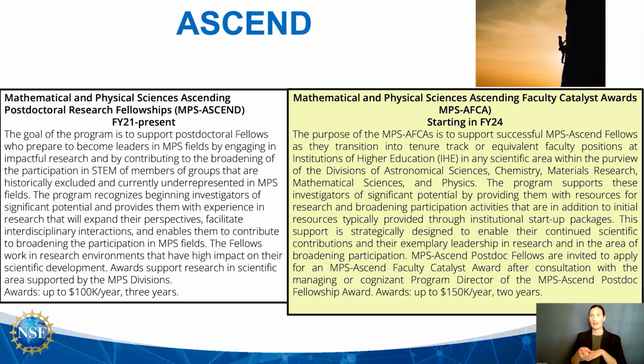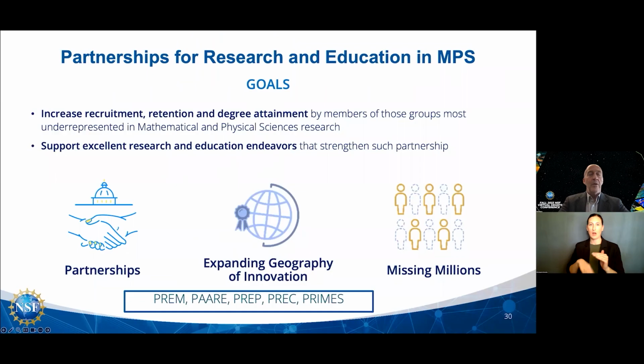Catalyst Awards. So this is starting in 2024, and the purpose of MPS AFCAs is to support successful Ascend fellows as they transition into a tenure track or equivalent faculty position. In order to apply for one of the Faculty Catalyst Awards, you have to have had a MPS Ascend. All right, and these are also $150 a year for 2 years. Okay, so those are 3 sort of MPS-wide initiatives.